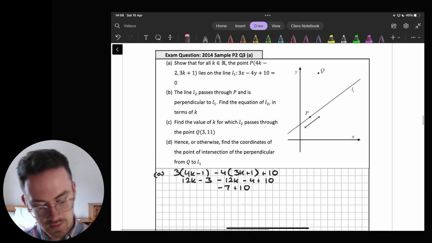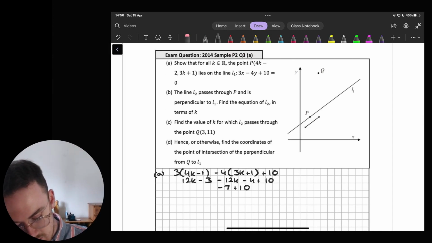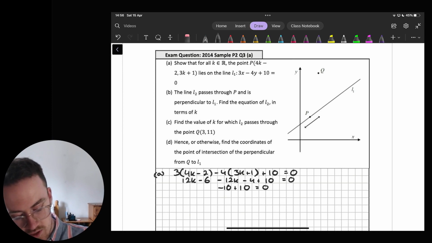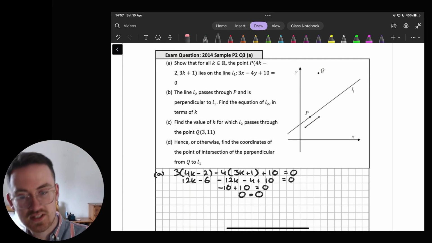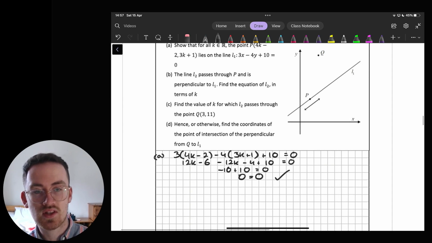Made a mistake somewhere. Yes, I have. I took down the line wrong. There we go. That's better. So that makes more sense. Okay, and we're expecting the same thing on both sides, which is how I knew that I made a little bit of a slip in taking it down. We get 0 is equal to 0, which shows us that that point is on the line.